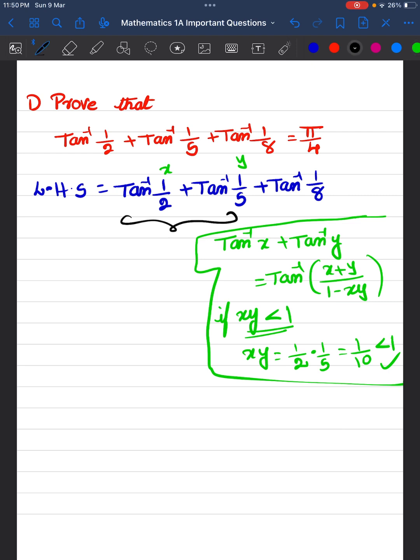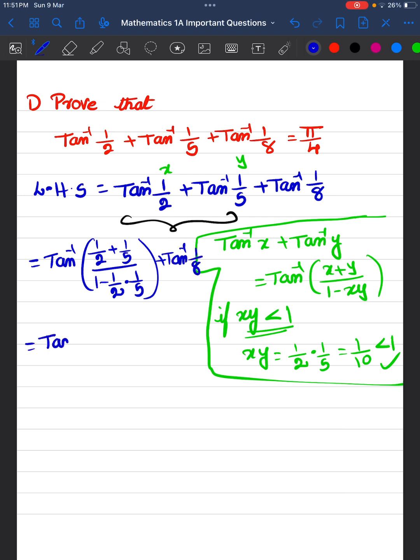So if I apply that formula here, tan inverse 1 by 2 plus tan inverse 1 by 5 can be written as tan inverse of (1 by 2 plus 1 by 5) by (1 minus 1 by 2 into 1 by 5), plus tan inverse 1 by 8, which is already there. So in the numerator we take the LCM, that is 10. Here we'll get (5 plus 2) by 10. In the denominator also 10 is the LCM. Here we'll get (10 minus 1) by 10, plus tan inverse 1 by 8.